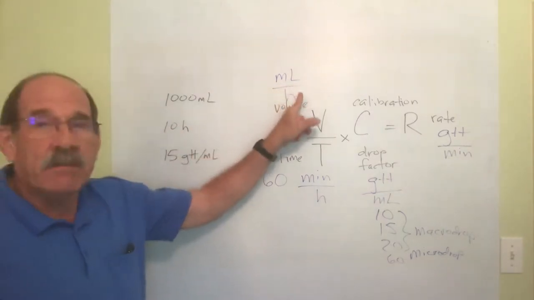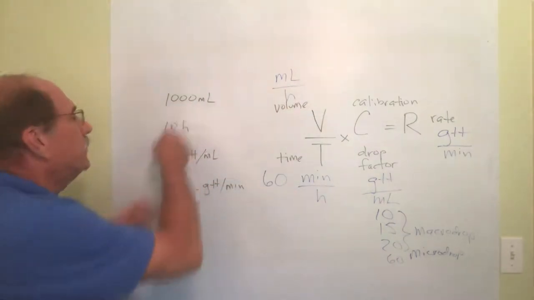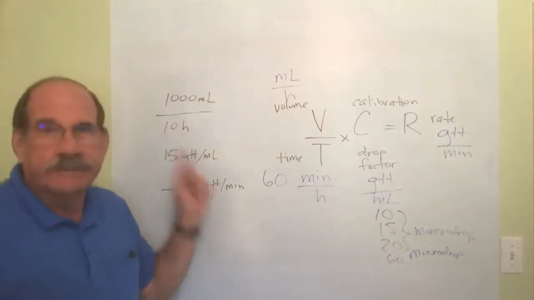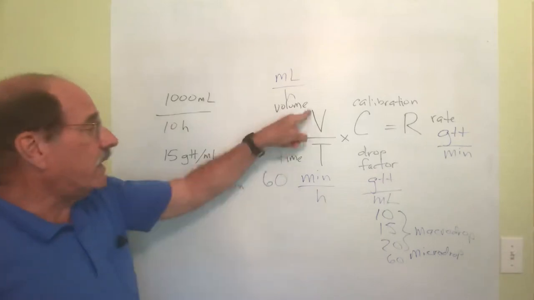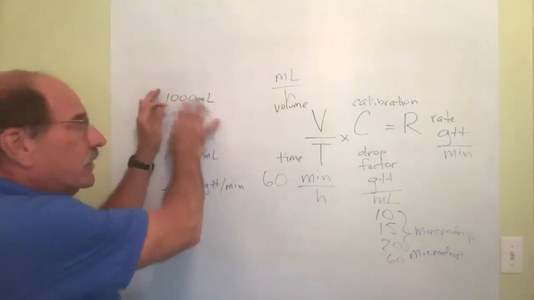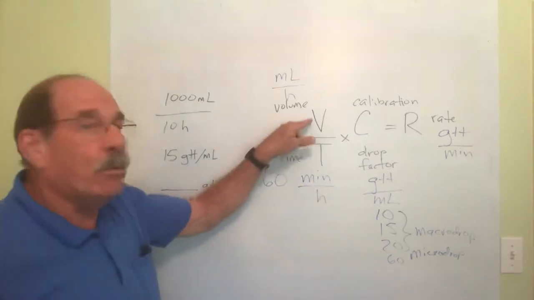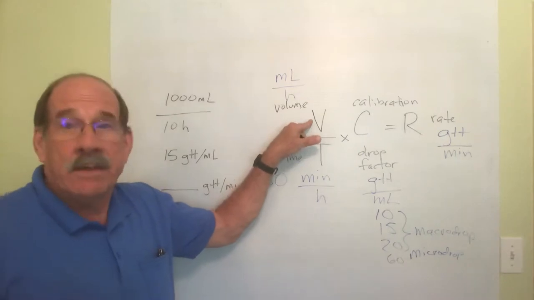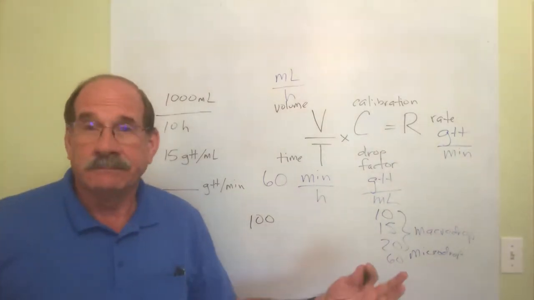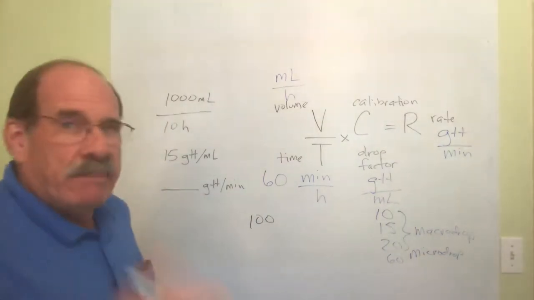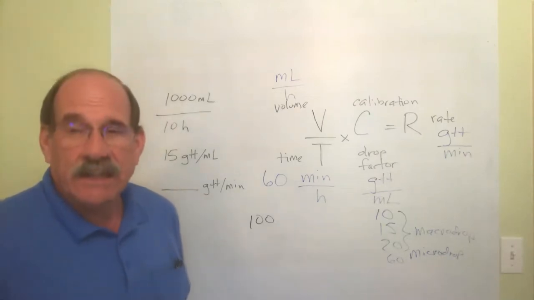But for this, the starting point is milliliters per hour, meaning I take milliliters divided by hours. I've got milliliters here. I divide by those hours, and I got what? 1,000 divided by 10 is 100. So V is going to be, see, now I did this. I'm not doing the formula yet. All I'm doing is a calculation to find out what to plug into the formula. Well, now I know. What's V? 100.